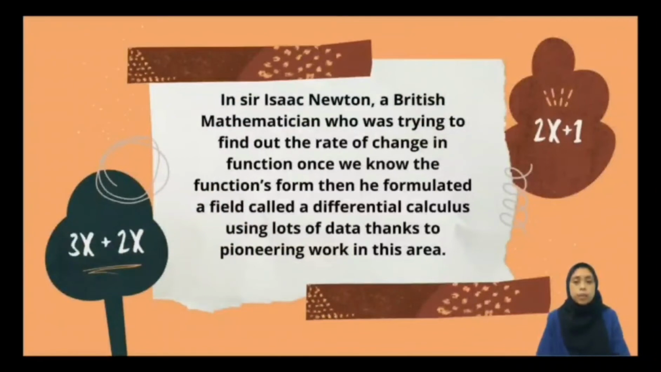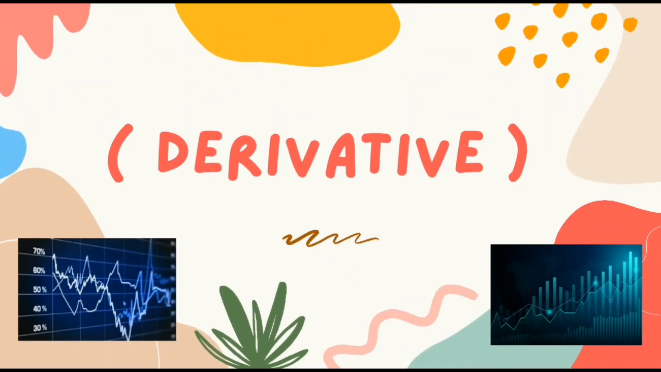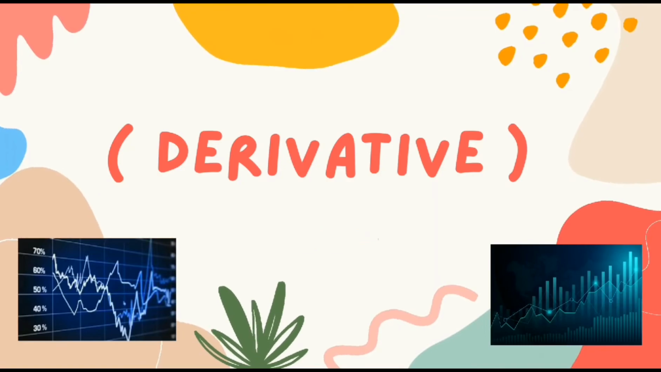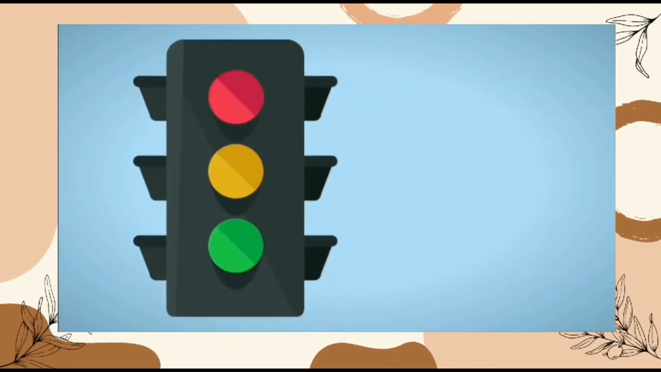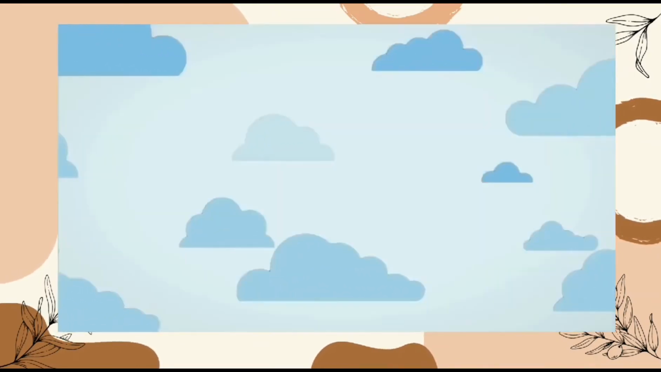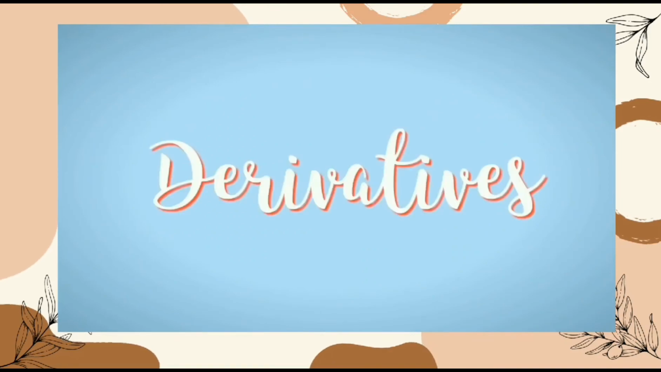Sir Isaac Newton, a British mathematician, was trying to find out the rate of change in a function. Once we know the function's form, he formulated a field called differential calculus, thanks to his pioneering work in this area. The ordinary objects you see, the stoplights, speedometer, airplanes, all have something similar. Guess what? It's the application of the calculus topic, derivatives.